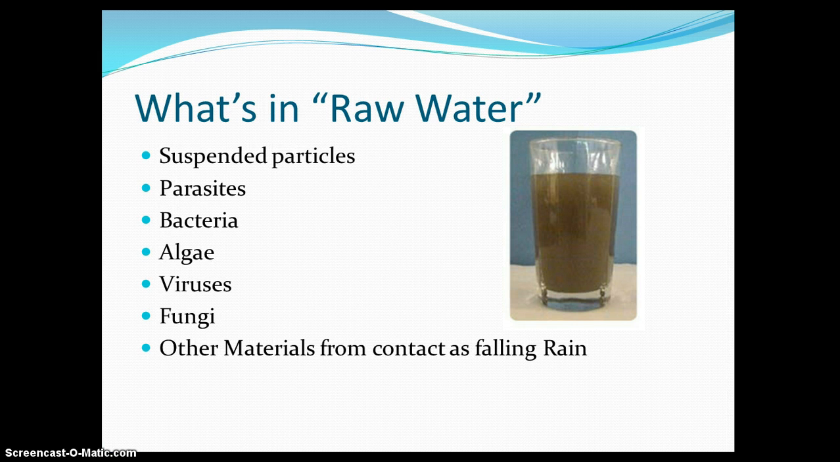So what is unpurified water? All right, unpurified water is raw water. And raw water could contain suspended particles like sticks and dirt and rocks. Then you have some parasites, bacteria, algae, viruses, fungus, and other materials that come from falling rain. So raw water is actually very dirty and undrinkable.